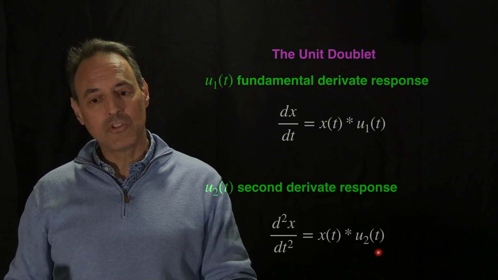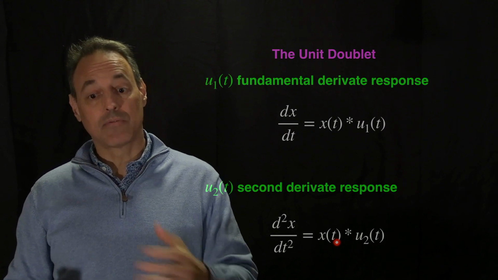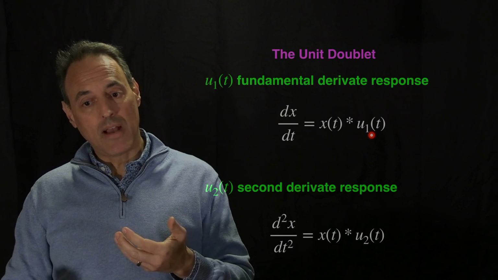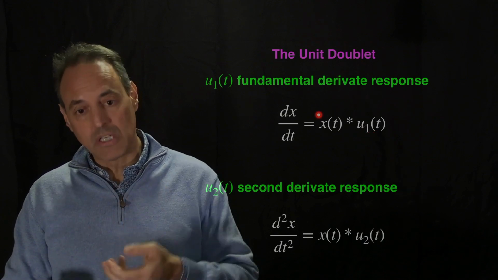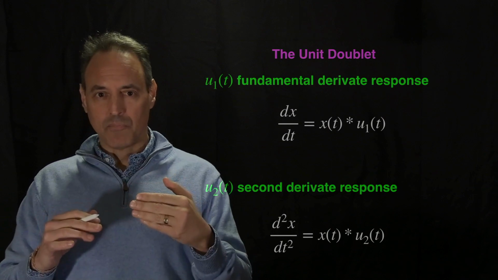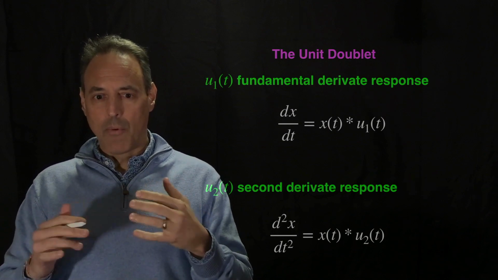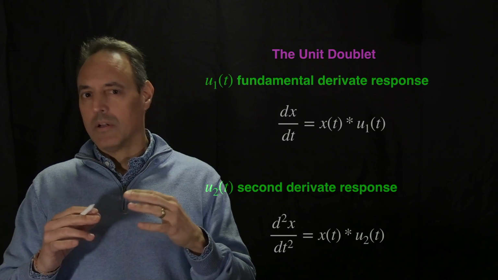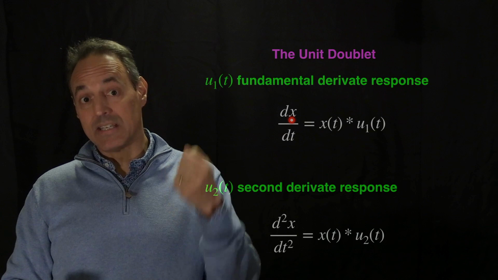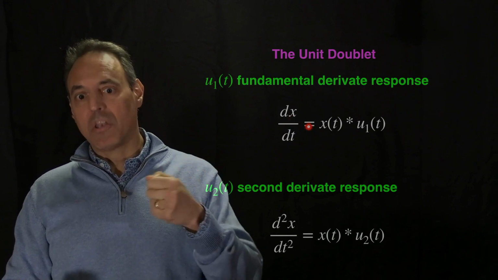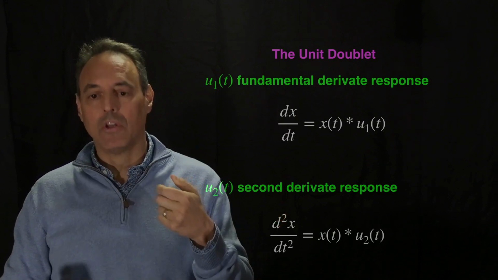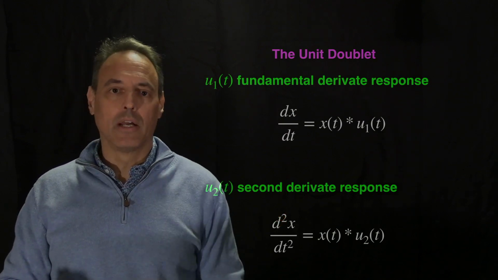I'm looking at what is this u2(t) that, when I convolve it with x(t), gives me back the second derivative. What does u1(t) have to be so that when I convolve it with x(t) it gives me back the derivative? What we're going after is sifting out, not the current value of x at t, but its derivative or its second derivative. What do these functions have to look like to do this?